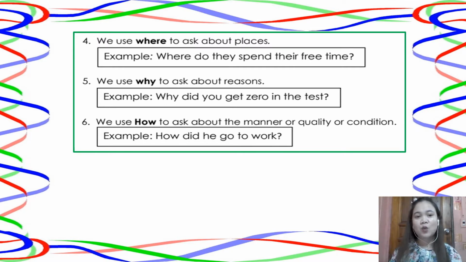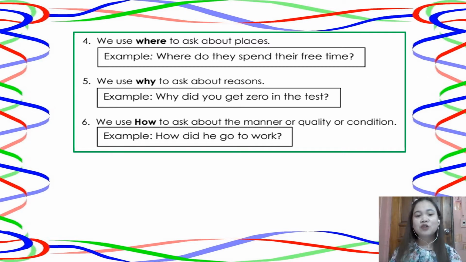Number 5, we use why to ask about reasons. Example, why did you get 0 in the test? Or in the story, why did the house that is made up of straw easily break when the wolf blew it? Or it can be, why did the house that is made up of bricks stand still when the wolf blew it? And last number, we use how to ask about the manner or quality or condition.